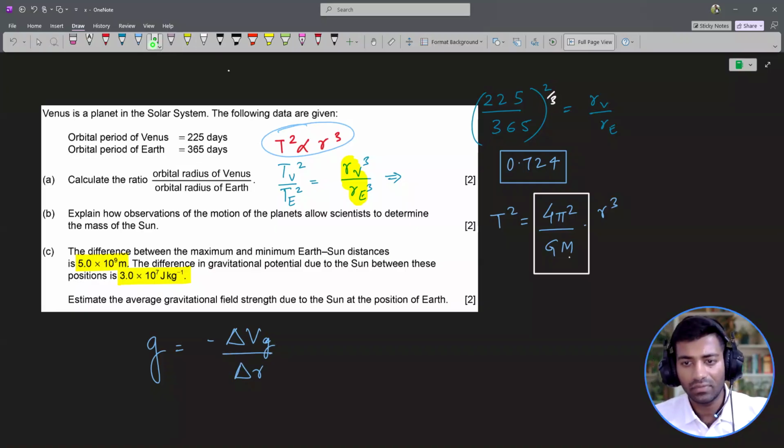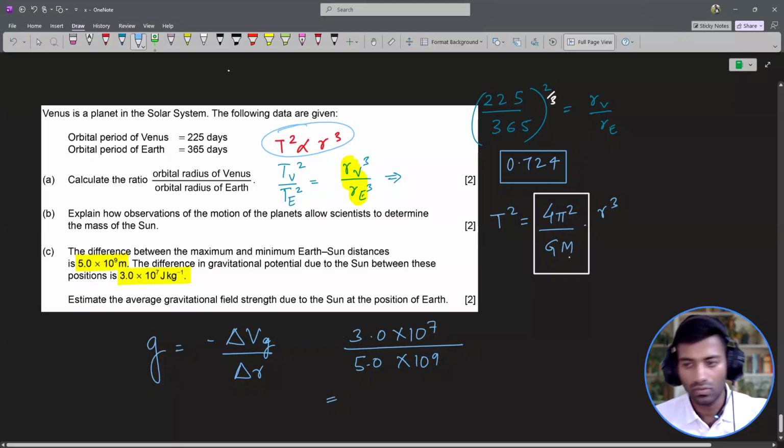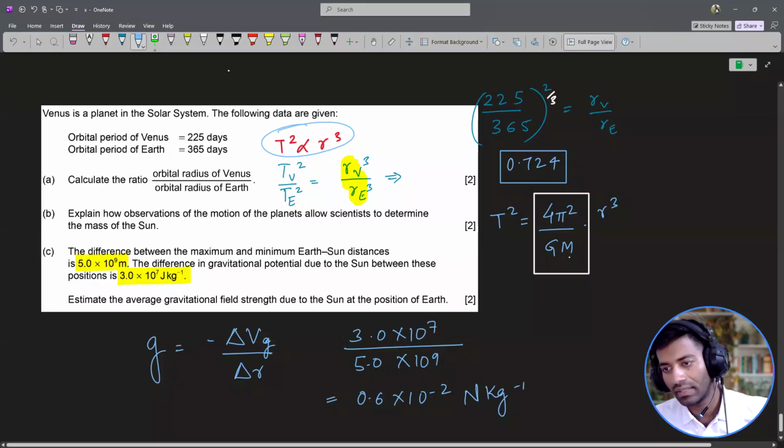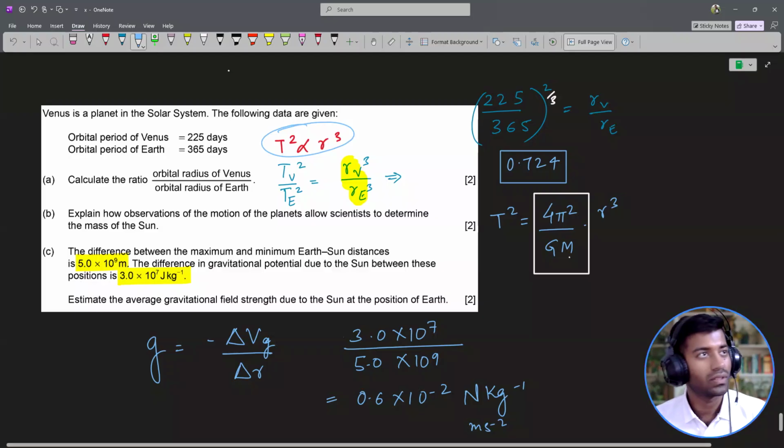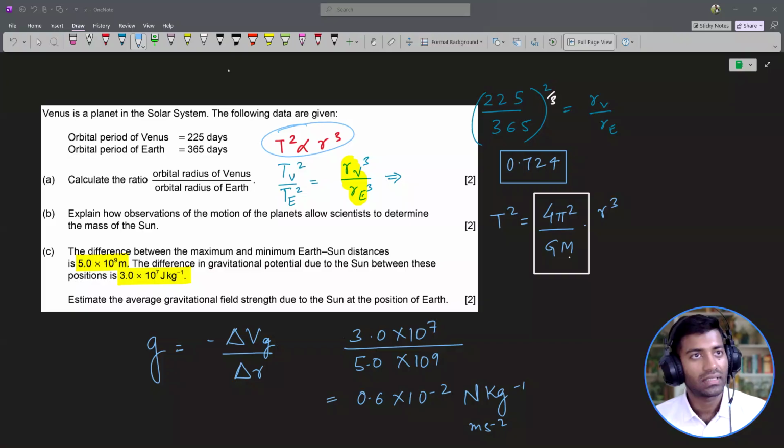We don't really have to worry about the negative sign because we're just concerned with the magnitude. So you can just plug in the values: 3.0 times 10 to the power 7 divided by 5.0 times 10 to the power 9. So this is 0.6 times 10 to the power minus 2. The units will be newtons per kilogram or meters per second squared. Either of these units will do, and they are both acceptable. So that will be the answer to part C.